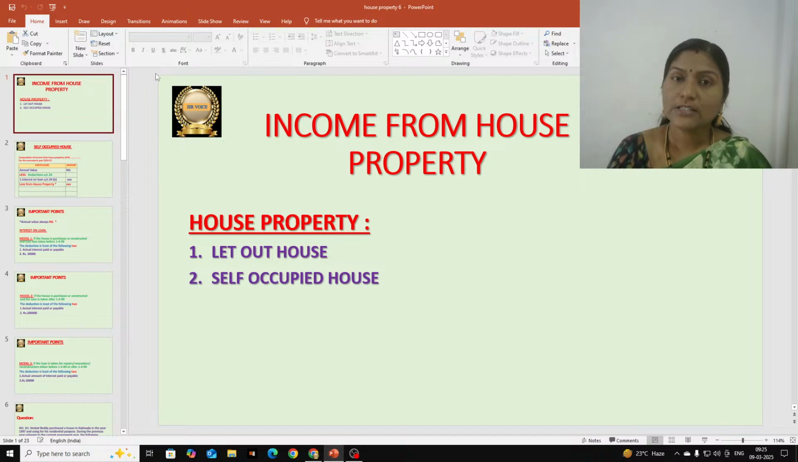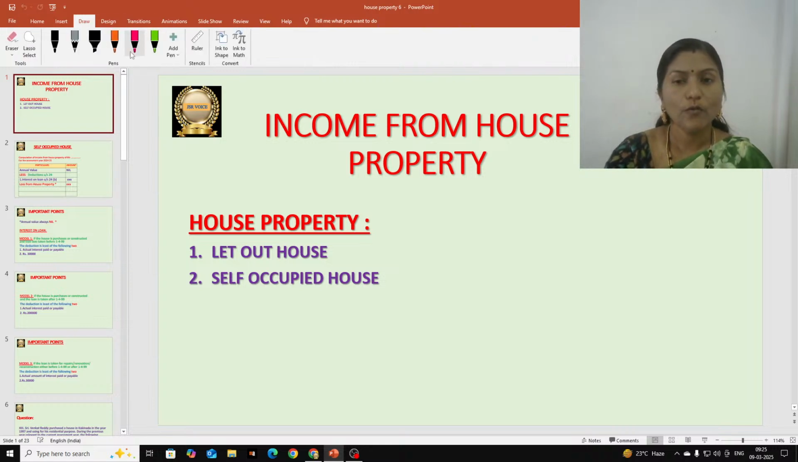In the previous sessions, I discussed income from house property. Income from house property is the income that the assessee gets out of his house property. Suppose he has one house and he gives that house on rental basis. He will get rent income every month. And sometimes he may stay in that particular house for his own residence. Then we can call it a self-occupied house.